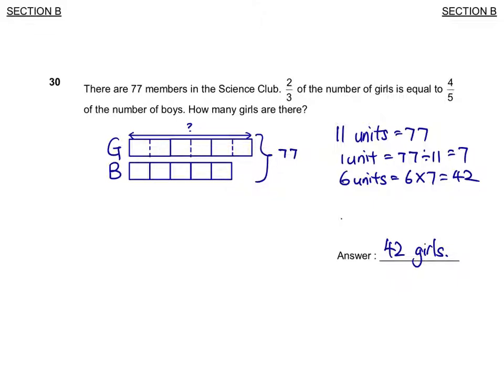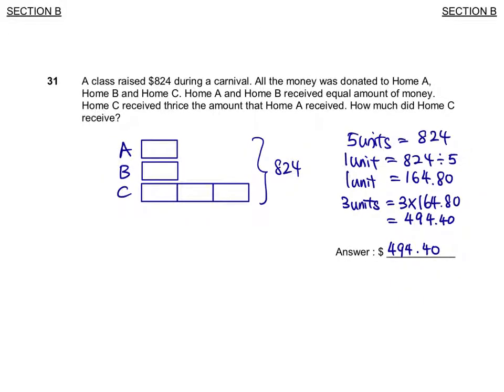Then after I find out that 11 units equals 77, so 1 unit must be equal to 7, and then 6 units is equal to this, because they want to find out what is the total number of girls inside there. Okay, it's 42. Okay, question 31 is a decimal question, decimal multiplication and division problem.